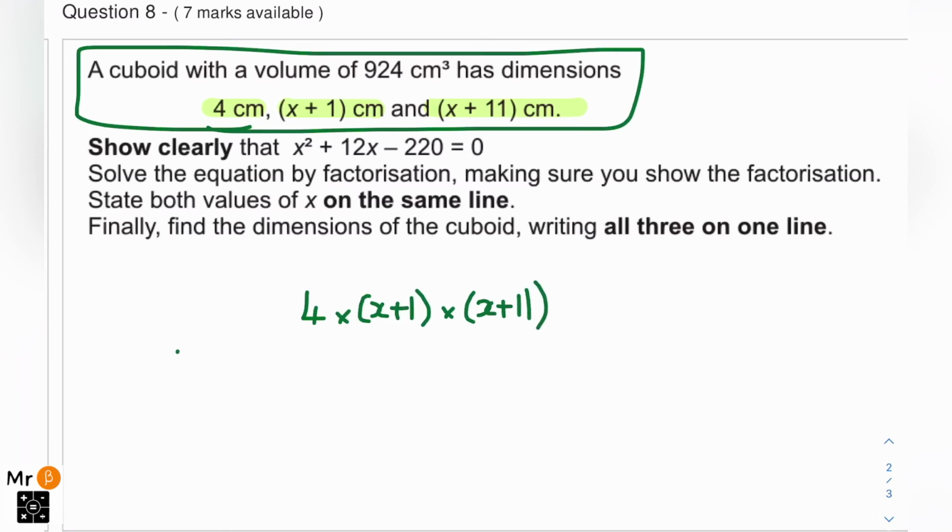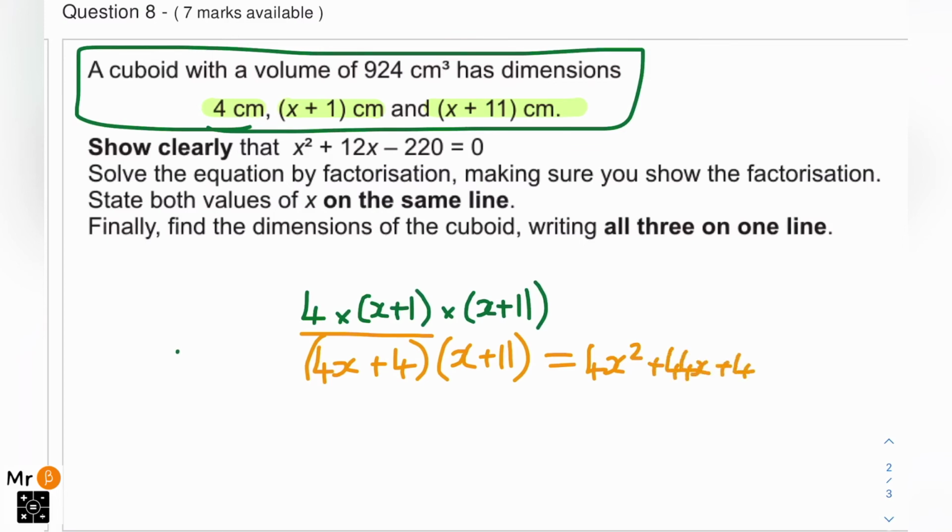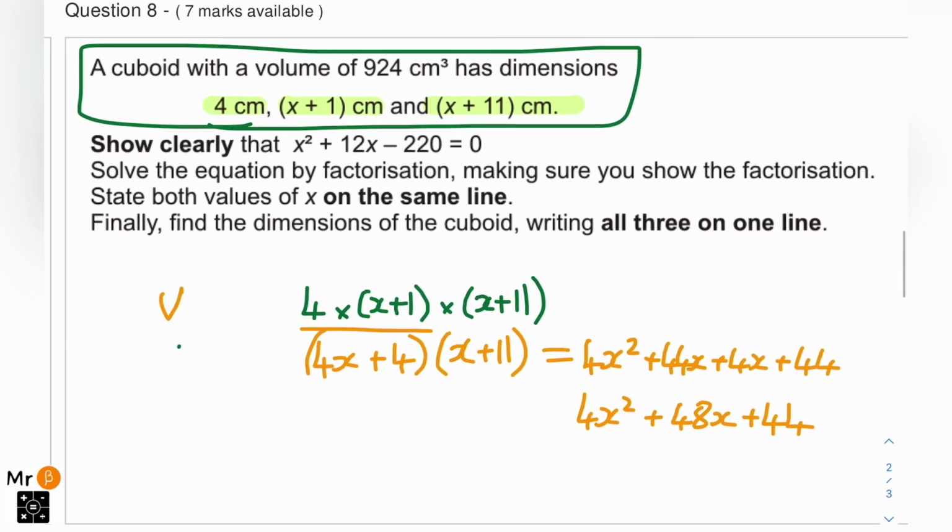So let's deal with the first bit here. We've got to do 4 times x, which is 4x, and 4 times 1, which is 4. That now leaves us with double brackets, which we can expand. We would get 4x squared plus 44x plus 4x plus 44, which if we simplified, we'd get 4x squared plus 48x plus 44. And this is what our volume is equal to.